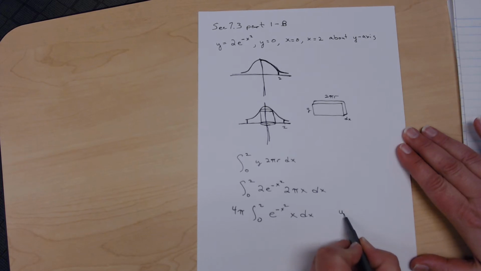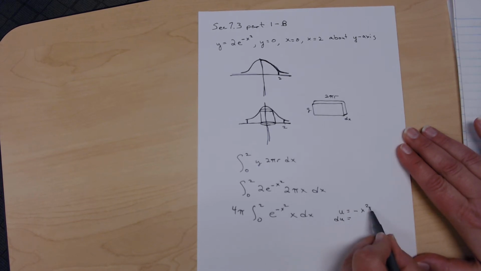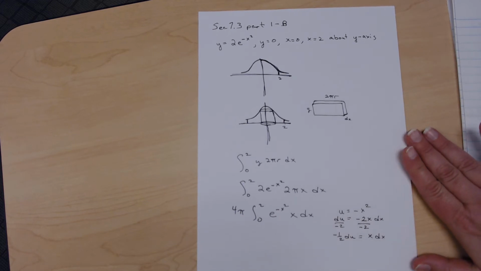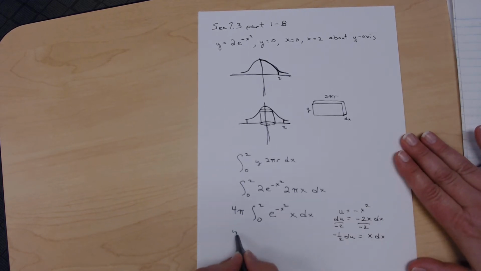So u is equal to negative x squared. du then is equal to negative 2x dx. Okay, we want x dx, so we have to divide by negative 2. We haven't done that for a while. So negative 1/2 du is going to take the entire place of x dx. All right, so we got 4 pi, 0 to 2.